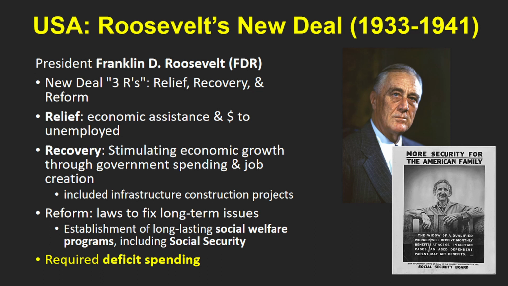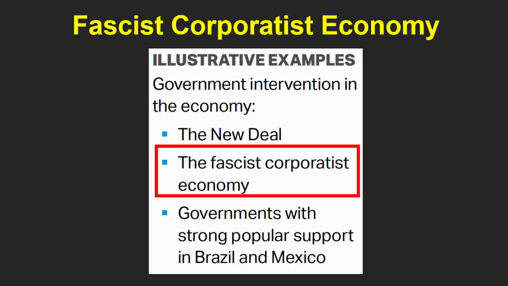All of this required deficit spending, the government borrowing money to stimulate the economy. Economic historians still debate how effective the New Deal program was, but it certainly led to a greater involvement of the government in the US economy. Another College Board example is the fascist corporatist economy.